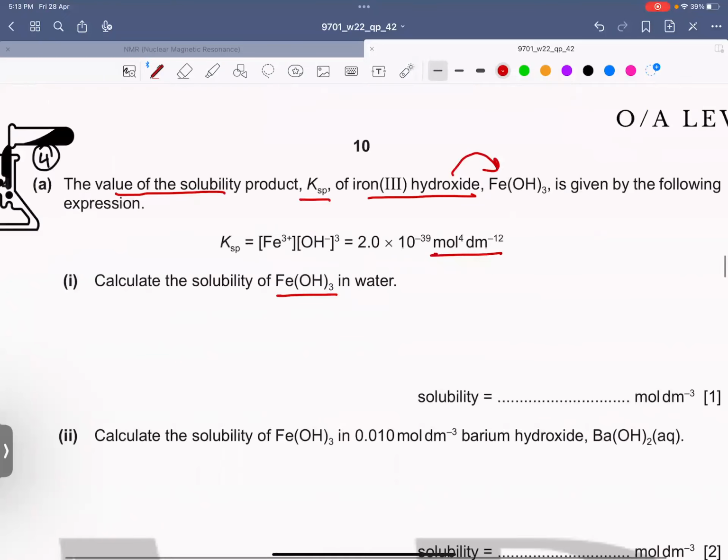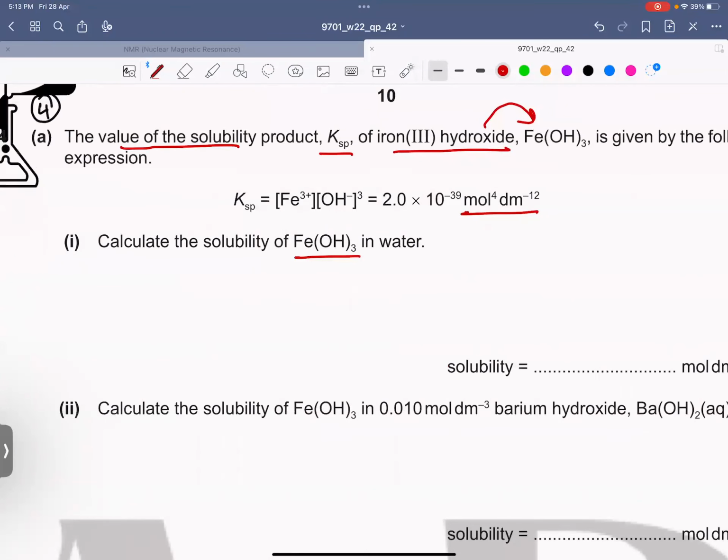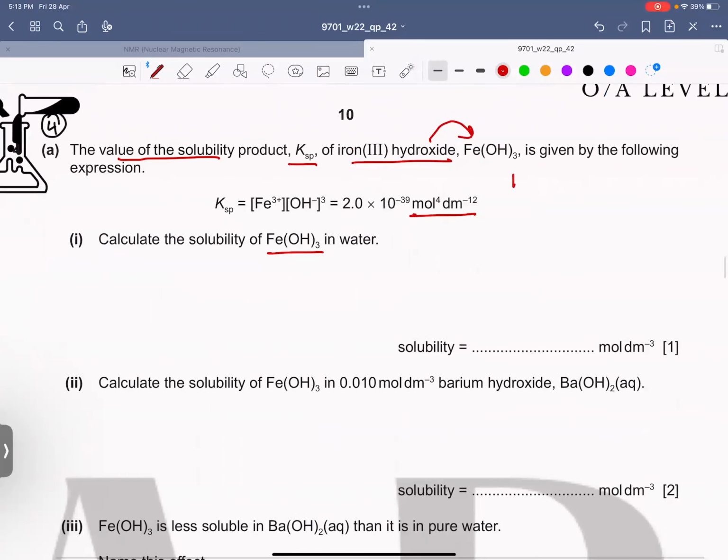If you recall, the equation for the dissociation is this: when it dissociates, it gives you 1 mole of iron 3 positive ions and 3 moles of hydroxide ions, right? So if there are x moles of this, then this must be 3x. If I substitute these in the equation, the Ksp, 2.0 exponent minus 39, is equal to the concentration of iron, which would be x, times the concentration of hydroxide, which would be 3x cubed, right? Is this understandable to everyone? Yes, sir.